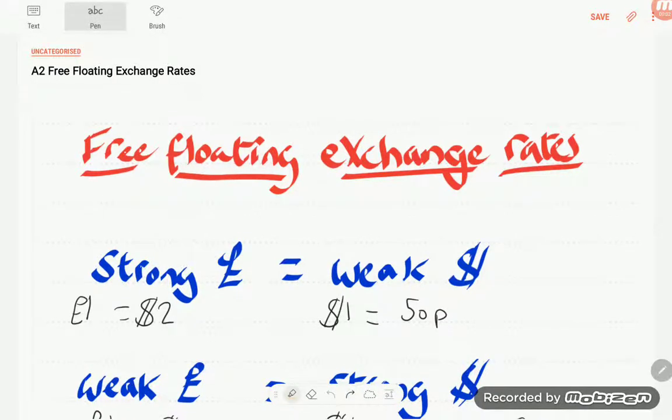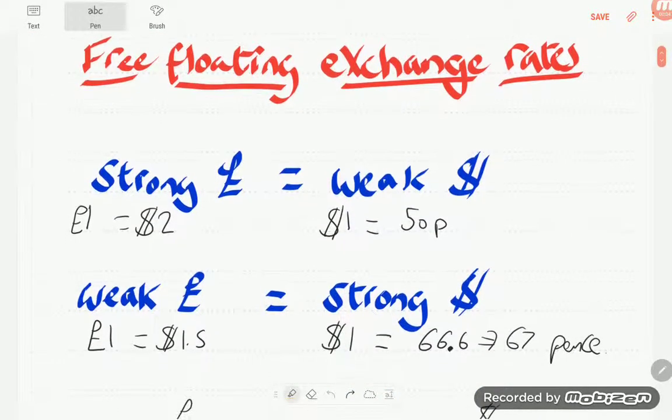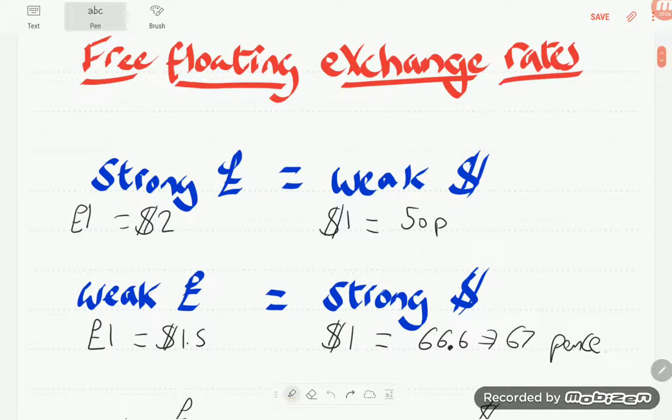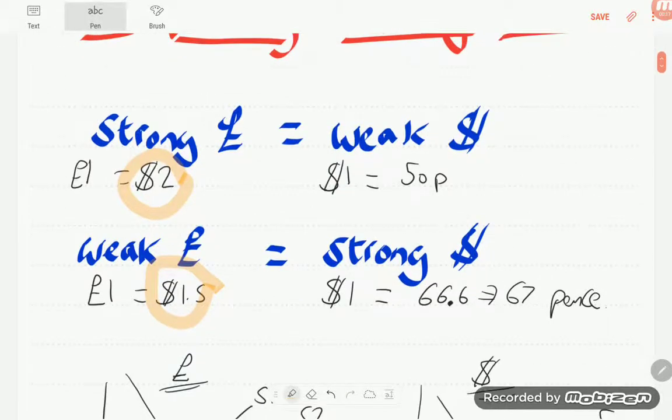Free floating exchange rates. When the pound is strong, £1 will buy $2 as opposed to $1.5. When the pound is strong, this will mean that the US dollar is, in comparison with a bilateral exchange rate, weak. So £1, or rather $1, will now equal 50p.